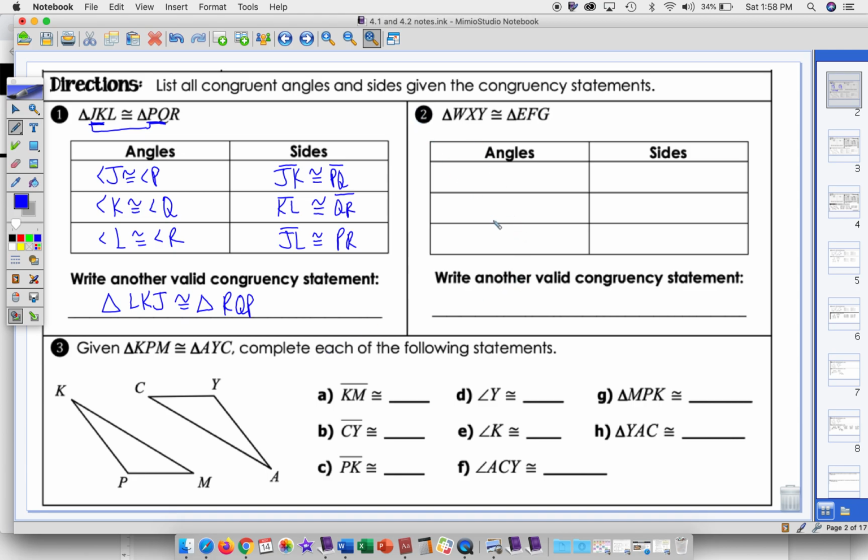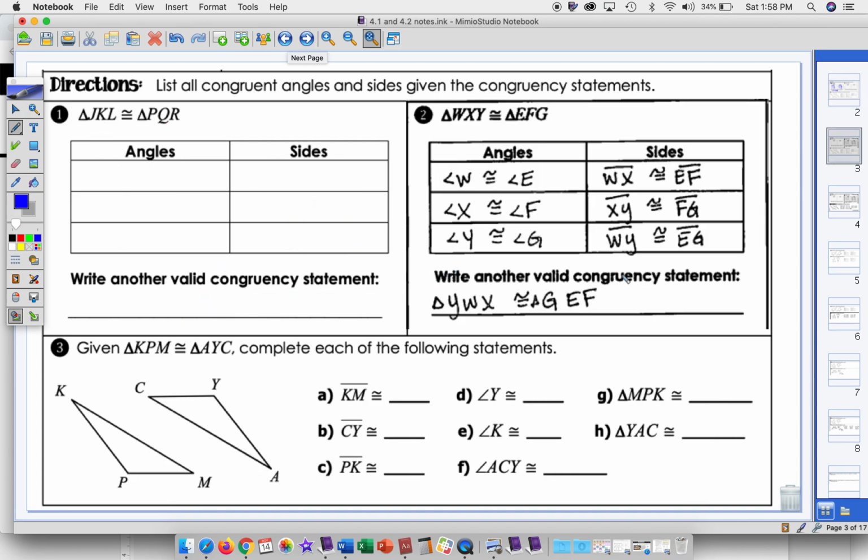So go ahead and try number 2, pause the video, and when you're done, come back and we'll compare solutions. Okay, let's see how you did. Okay, go ahead and compare. Make sure you have everything matched up. You might have a different congruency statement, and if you're not sure if yours is correct or not, you can certainly ask in class.